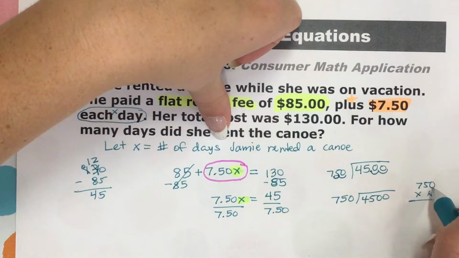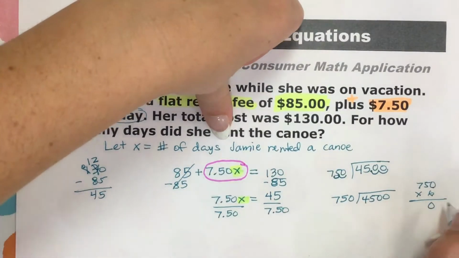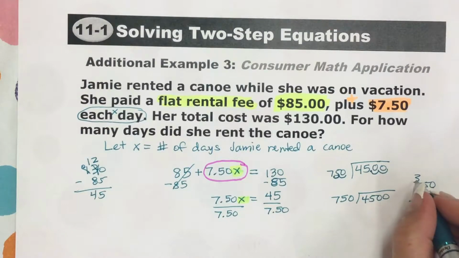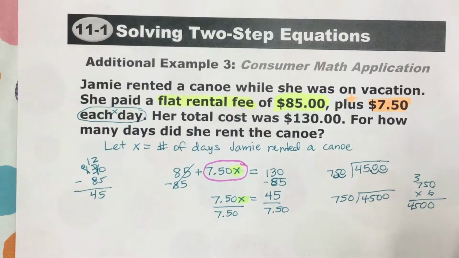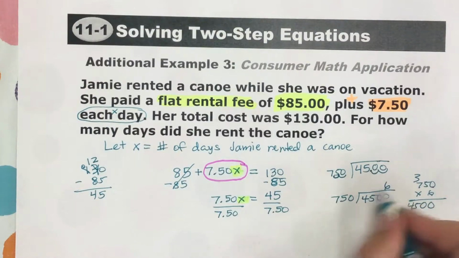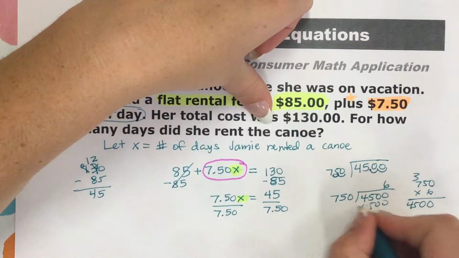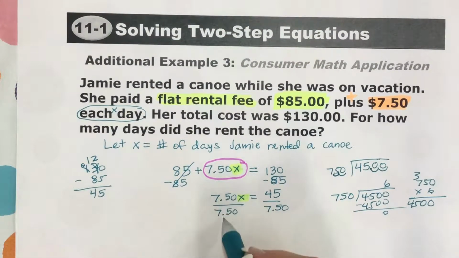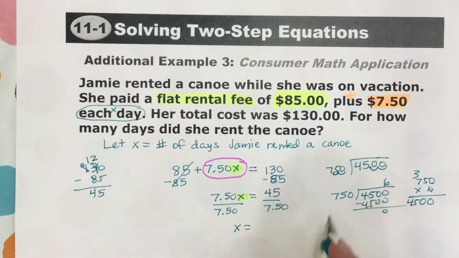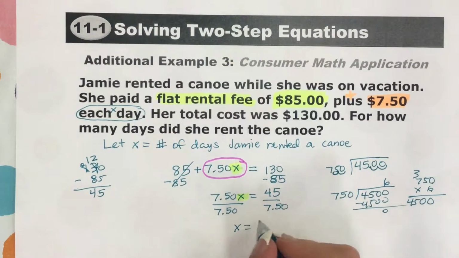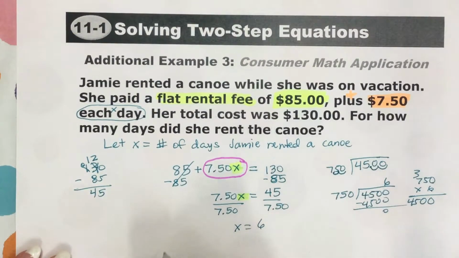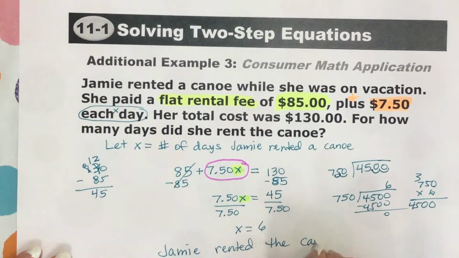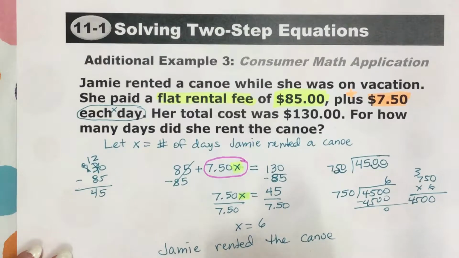So 6 times 0 is 0. 6 times 5 is 30. Write the 0, carry the 3. 6 times 7 is 42, plus 3 would be 45, and boom, there we have it. So it goes in exactly 6 times. We know 6 times 750 is 4,500, and there's no remainder. So 7.50 divided by 7.50, that cancels, becomes 1. 1 times x is x. And 45 divided by $7.50 is 6. So that means that Jamie rented the canoe for 6 days.